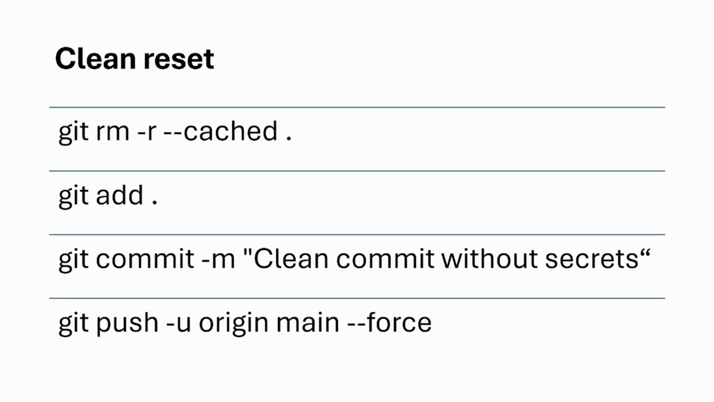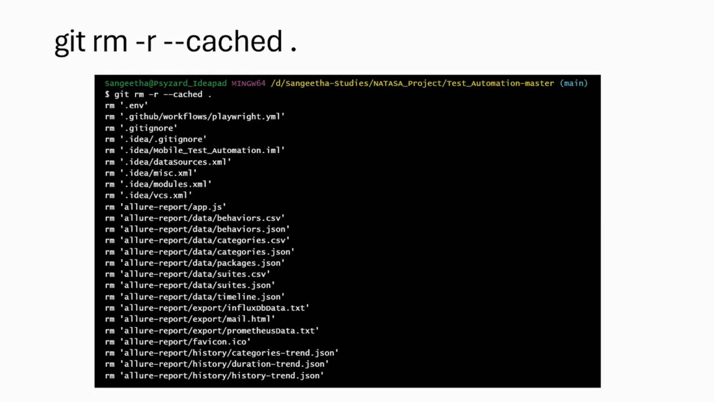Got it? So what did I do? My first attempt at a solution was to remove the cached history. These are the commands I followed for the clean reset. You just follow the same commands, okay? git rm removes the cached files. Again I add, commit and push. Let's see whether it works or not.